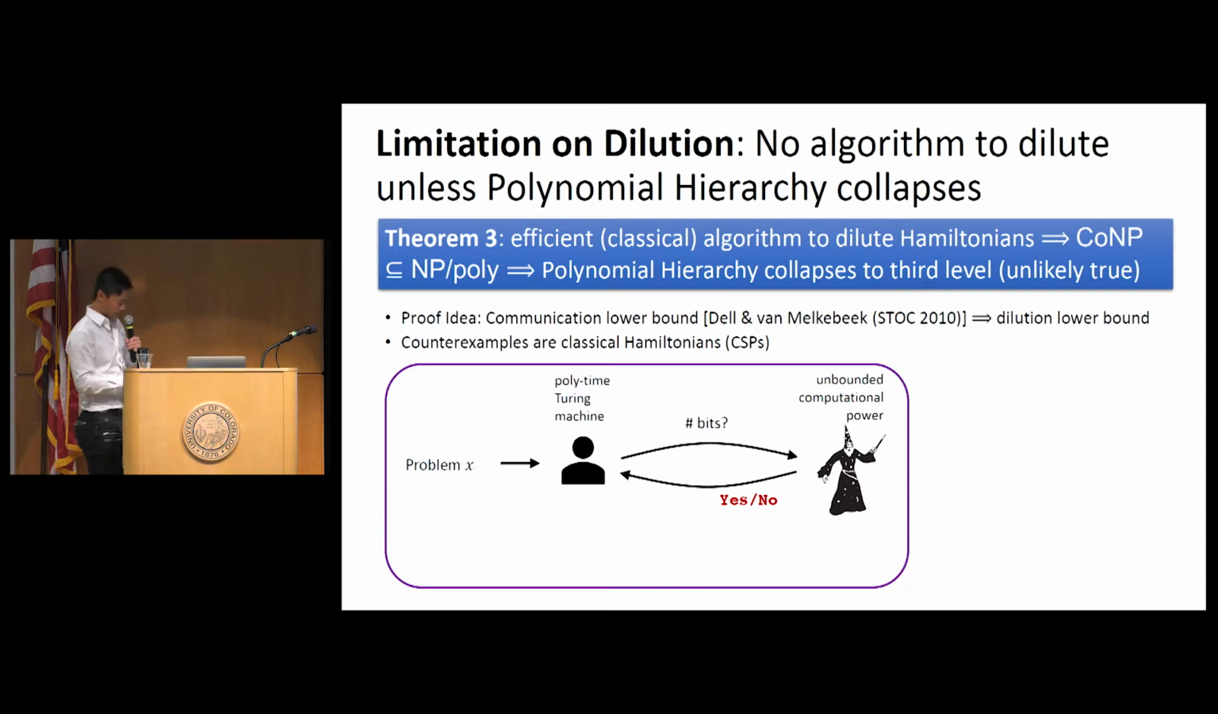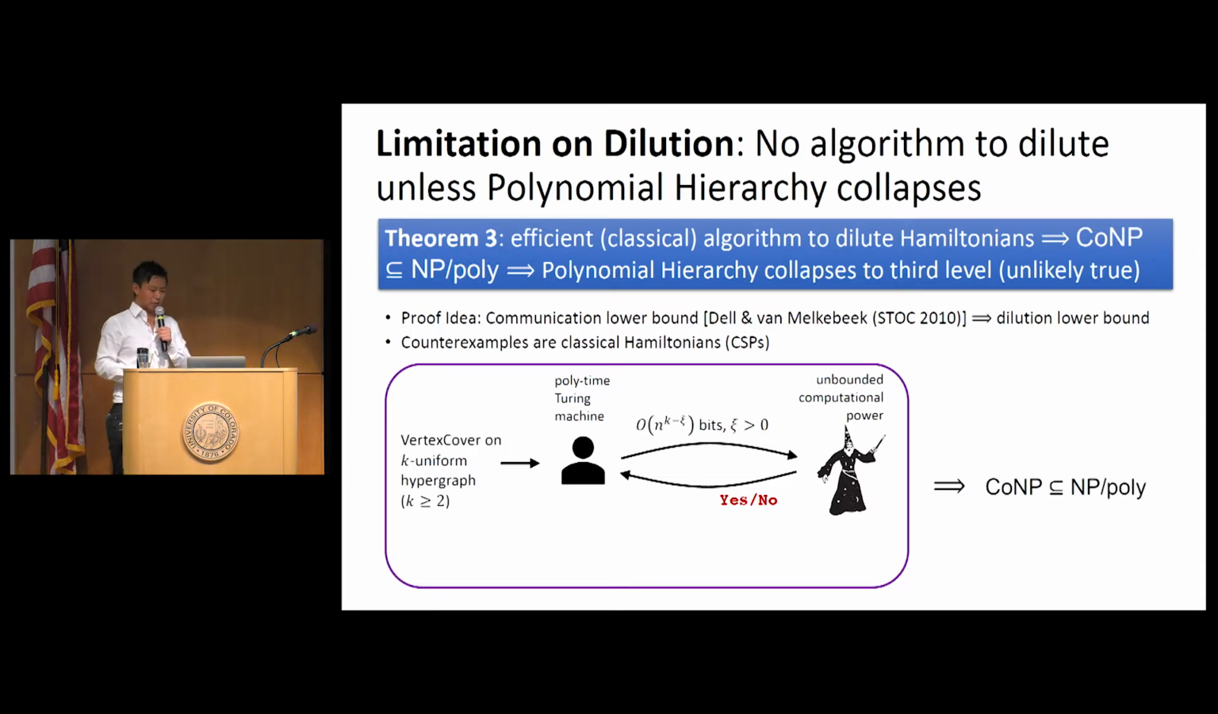player to the oracle. Now, Dell and Van Melkebeek showed that if you give the player vertex cover problems on k-uniform hypergraphs, and you're somehow allowed to solve the problem with n to the k minus xi bits for any positive number xi, this would imply that co-NP is inside NP/poly, which would imply the polynomial hierarchy collapse, which is unlikely to be true.